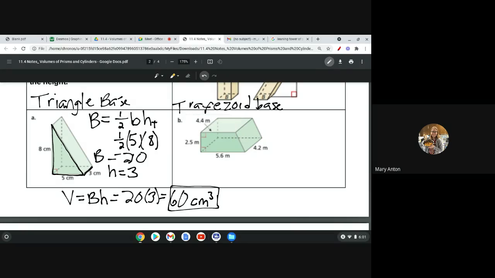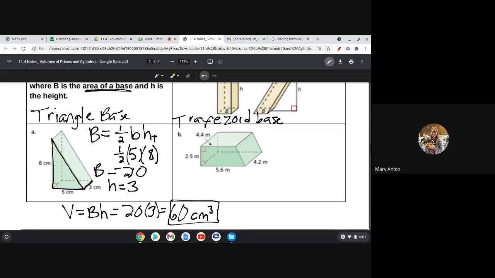So how do we find the area of a trapezoid? Because we've got to find the area of the base first. That is 1/2 times its height, the height of the trapezoid, not the height of the prism. So I'll write HT again, like last time, times the first base of the trapezoid plus the second base of the trapezoid. And this is a formula that you could Google if you've forgotten.